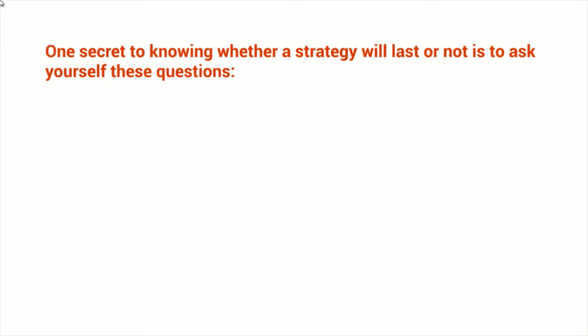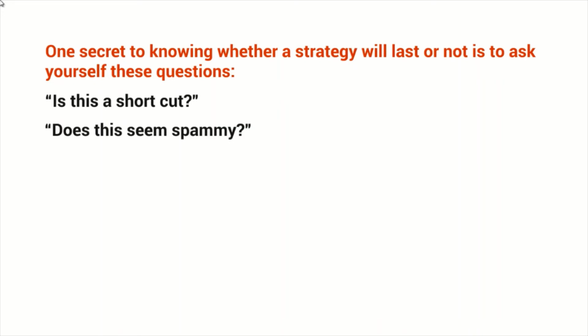Now, obviously, we're not going to know exactly if the strategy is going to last or not, but part of the strategy is figuring out what Google wants and fulfilling that. Now, one secret to knowing whether a strategy will last or not is to ask yourself these questions. So this strategy, along with other strategies, you should ask this question over and over. Is this a shortcut? Does this seem spammy? And best of all, will this upset your visitors?